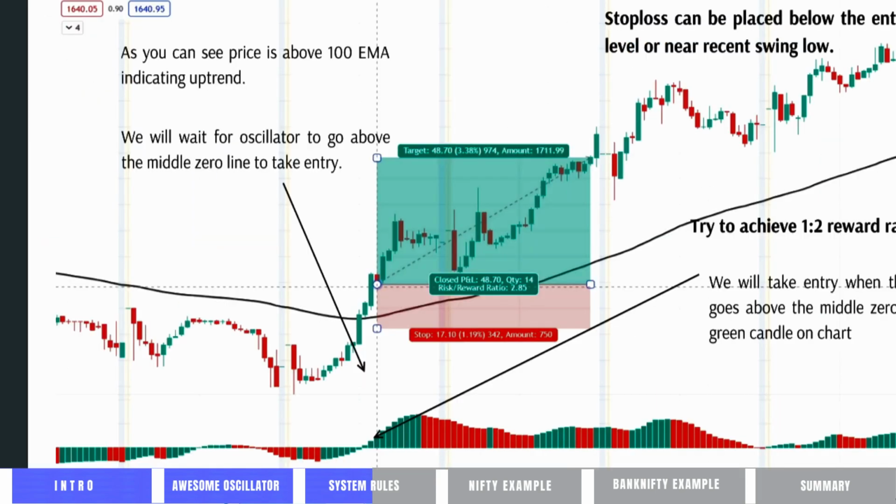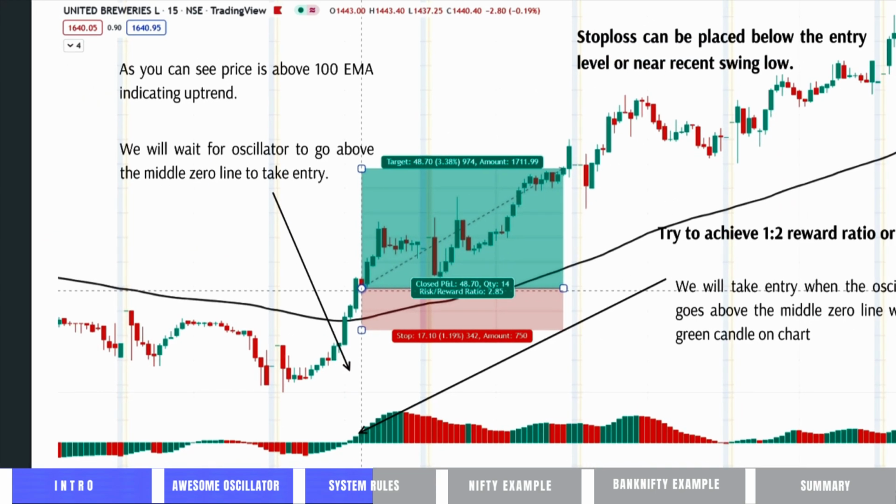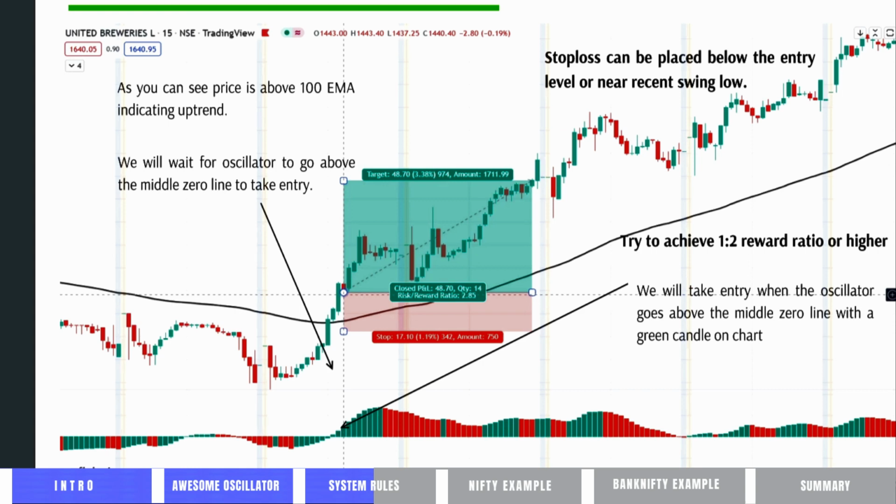Okay, let's see some bullish examples now, and we will be adding our 100 EMA. And I'm showing you the example of United Breweries on a 15 minutes time frame again. As you can see, the stock has just crossed the EMA, so it has the upward momentum, and at the same time the Awesome Oscillator is also giving us a green candle. That means we can buy it somewhere here, and as we can see, the stock went up really quickly, right?